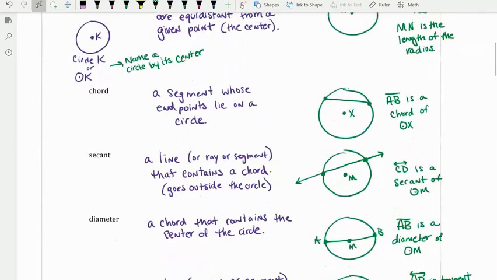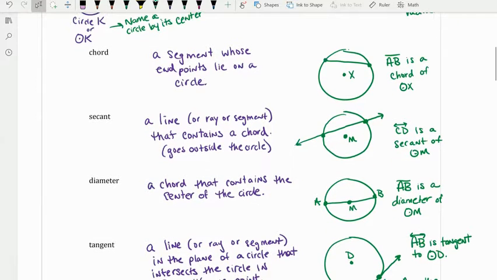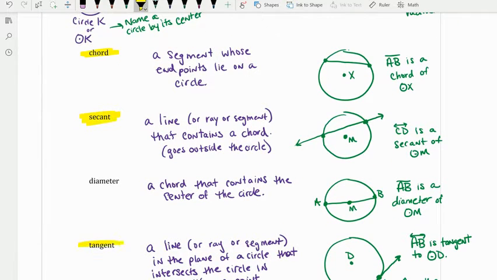One other thing people tend to get confused: there are several different kinds of segments, but the three main ones are a chord, a secant, and a tangent. A chord always has its endpoints on the circle, and a chord is always just a segment. It can't be a line or a ray because it has to stay inside the circle. A secant is basically like a chord, but it goes outside of the circle. If it were a segment, its endpoints would be outside the circle; if it's a line or a ray, it goes outside the circle. That's the big difference between a chord and a secant: inside or outside the circle.